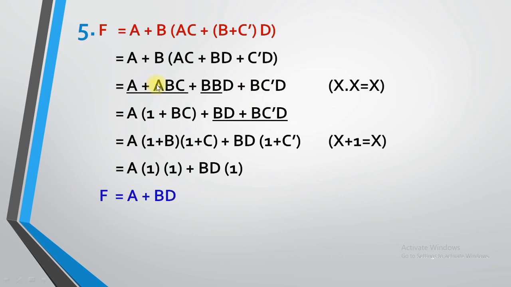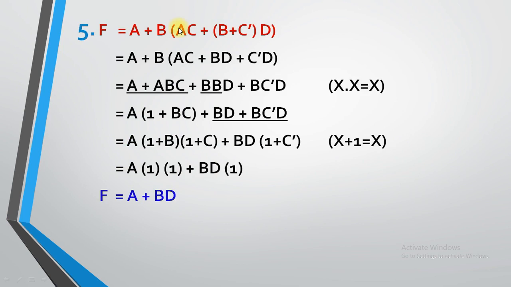Out of the given term, just keep A as a common factor, 1 plus BC. Right? Now see, 1 plus BC can be written as 1 plus B and 1 plus C. This is a postulate only. X plus YZ can be written as X plus Y and X plus Z. Right? So this can be replaced by 1, and 1 plus C dash again can be replaced by 1. Sorry. So A plus BD is the final answer.